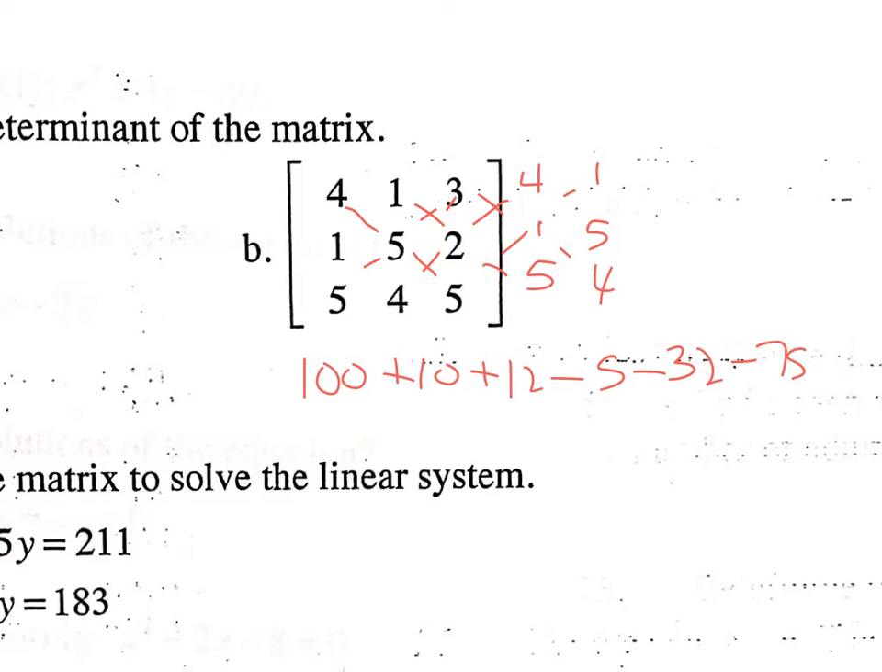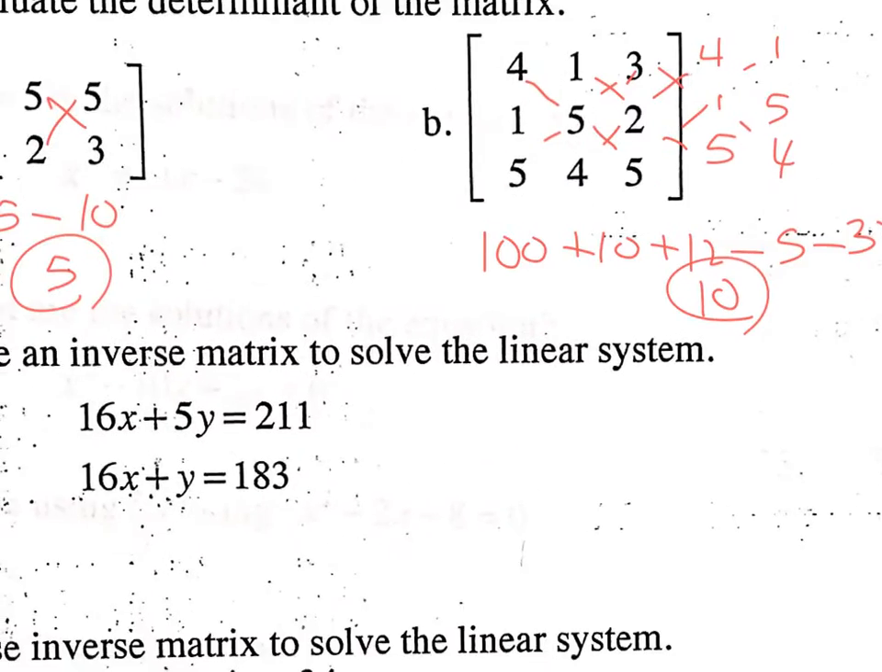122 minus 5 is 117. Minus 32 is 85. Minus 75, 10. Pretty sure. Double check my math there, but I think that's pretty good.